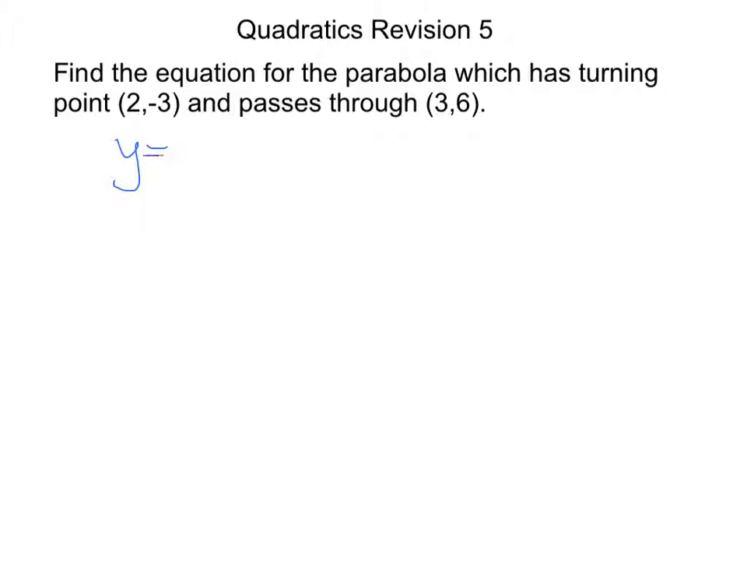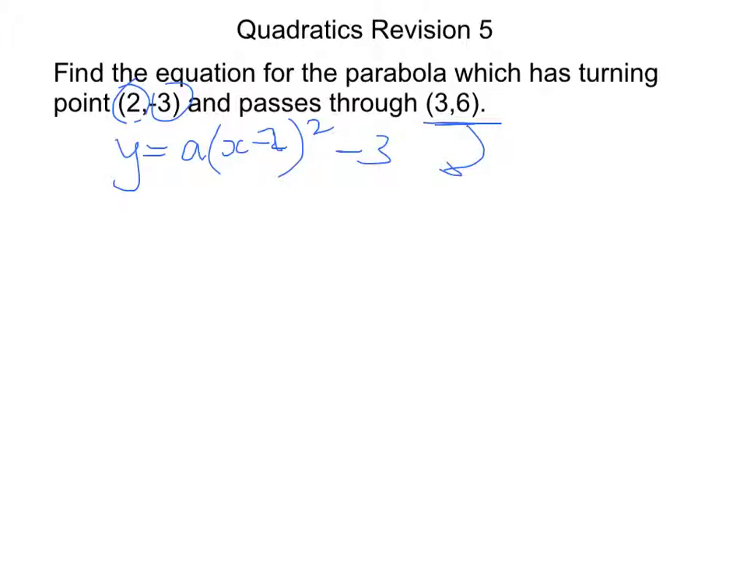Y is equal to, we don't know what the shape of it's going to be, so we'll just put a little a at the front there. And then for our turning point equation we'll go x, and we've got a positive 2, so we'll make that negative inside the bracket, so that should be (x - 2) squared, and then take away 3 goes outside. Now what we need to do is we take our coordinates and they get substituted into the equation.